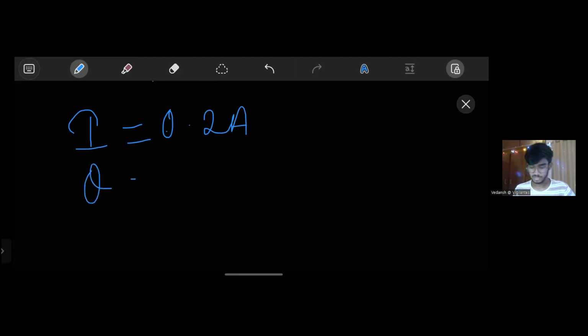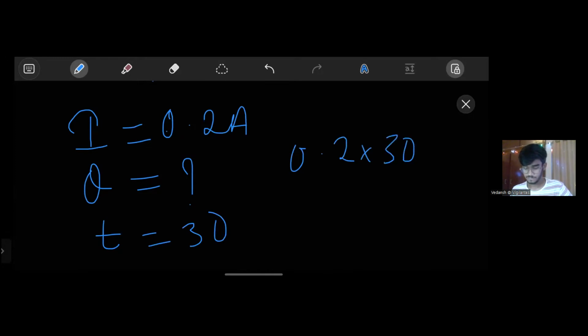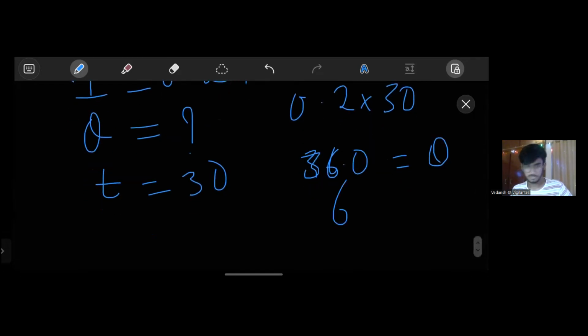Q we have to find out. Time we have been given, 30 seconds. Apply the formula I is equal to Q by T. Send I to the other side, we have 0.2 into 30. We get this as 6. So Q is equal to 6 coulomb.